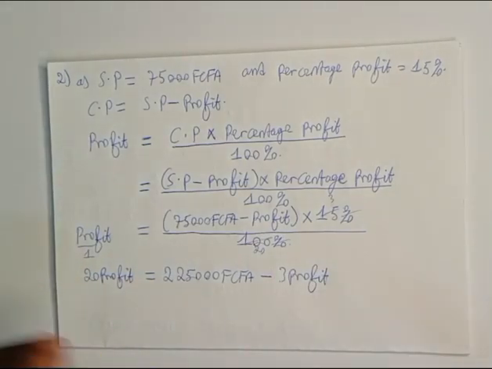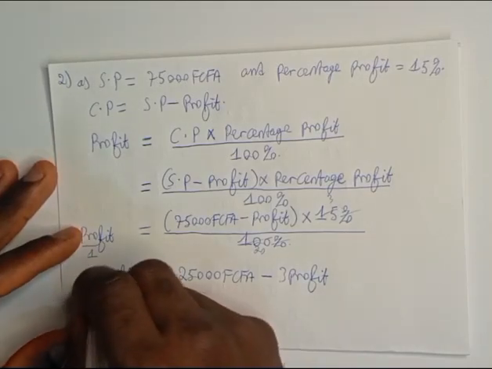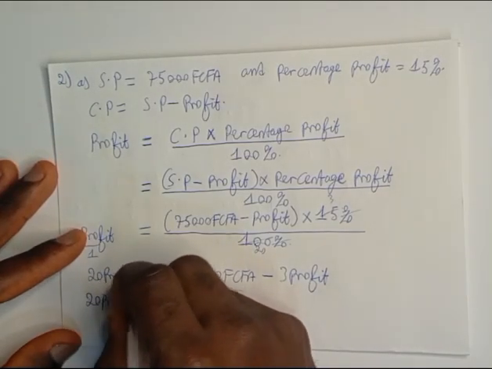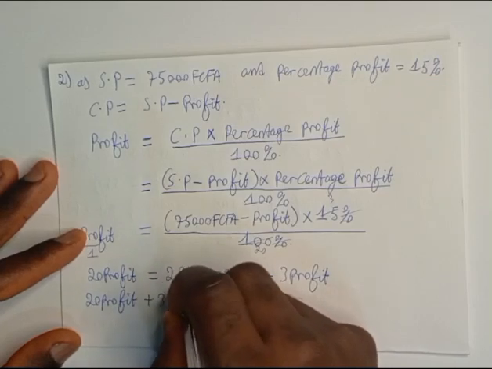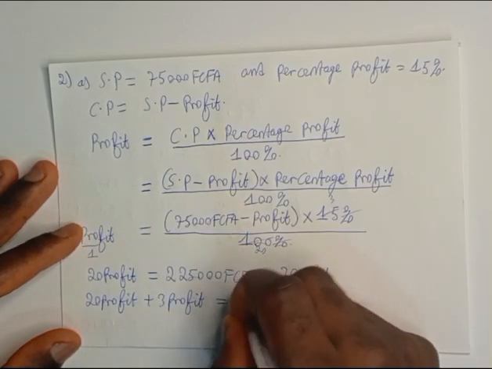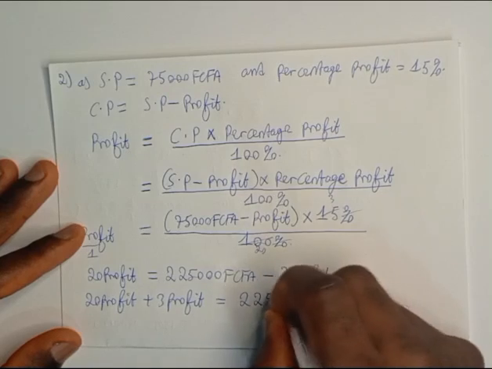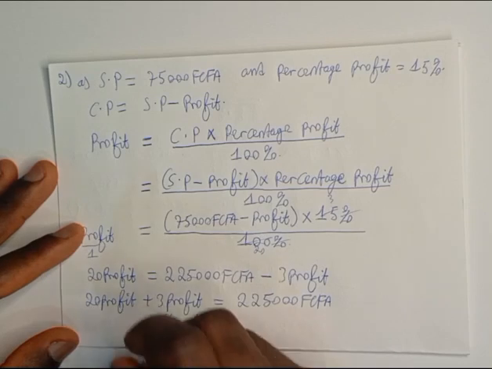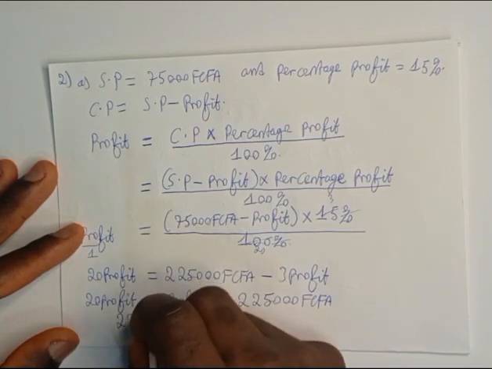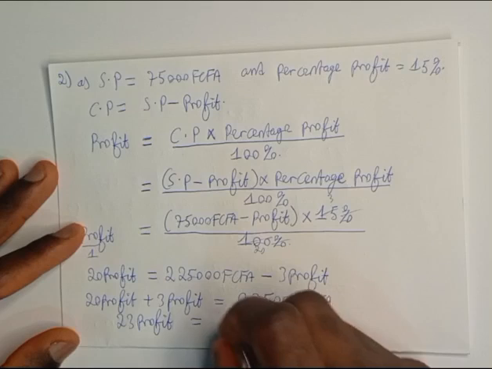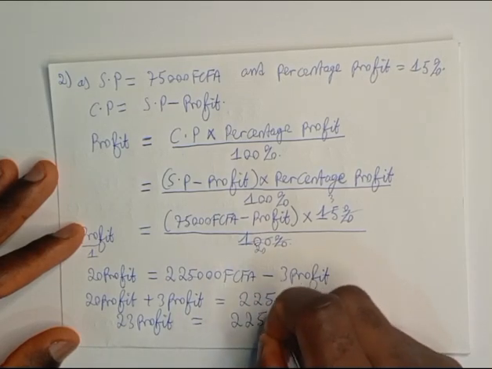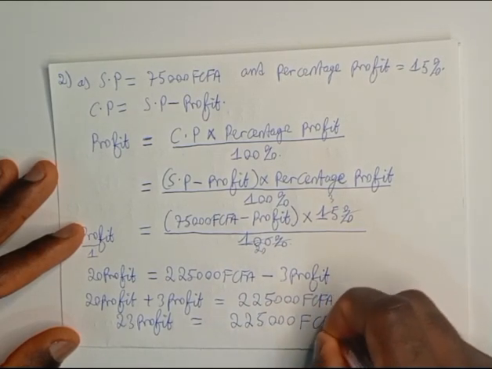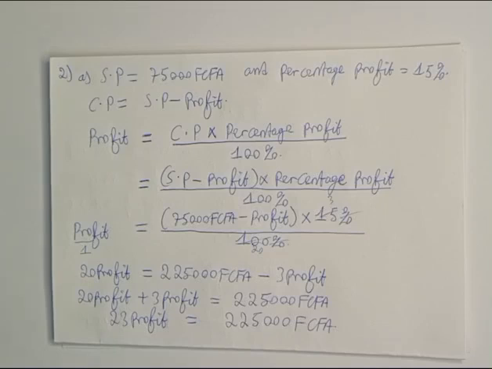Next, we are going to transfer 3 profit, the negative 3 profit, to the left hand side. This will give us 20 profit plus 3 profit is equal to 225,000 francs CFA. 20 profit plus 3 profit gives us 23 profit, is equal to 225,000 francs CFA. For us to get the profit, we are going to divide both sides by 23.